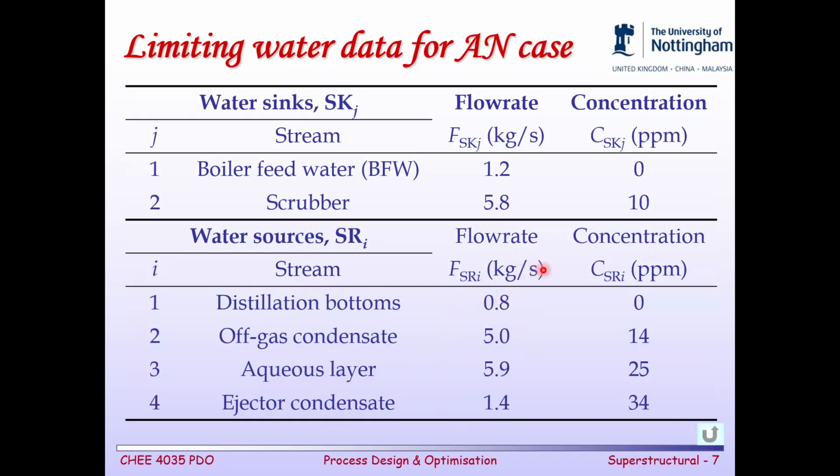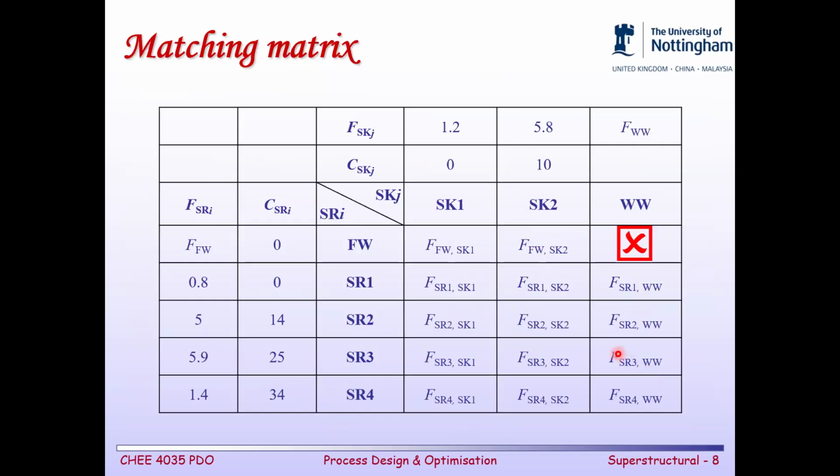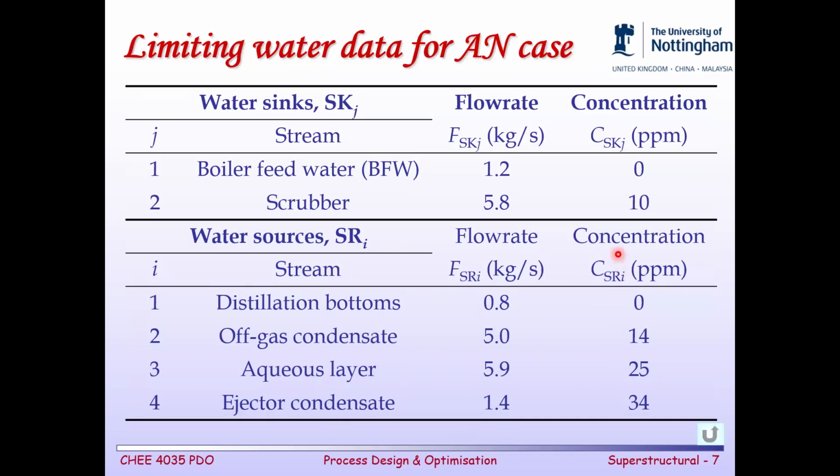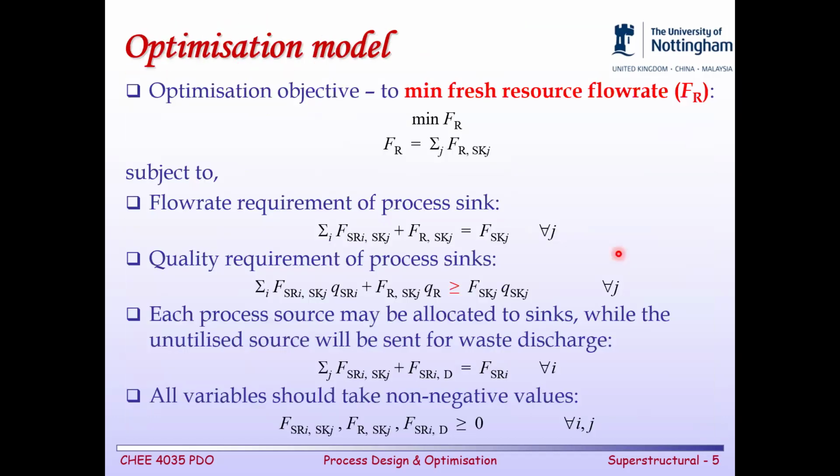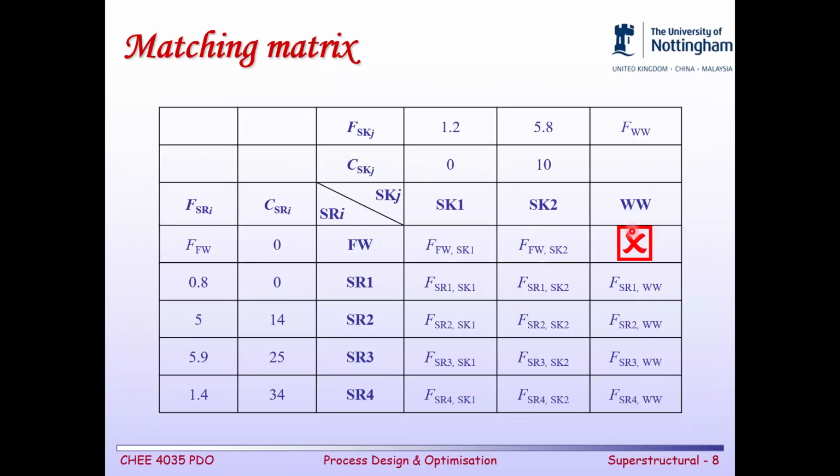Okay, so we have a matrix right here. As you will notice, this is blank. What's the reason why it is blank? It's because we don't directly use the fresh water as wastewater. So it is illogical if we put a value right here. It does not directly go to wastewater.